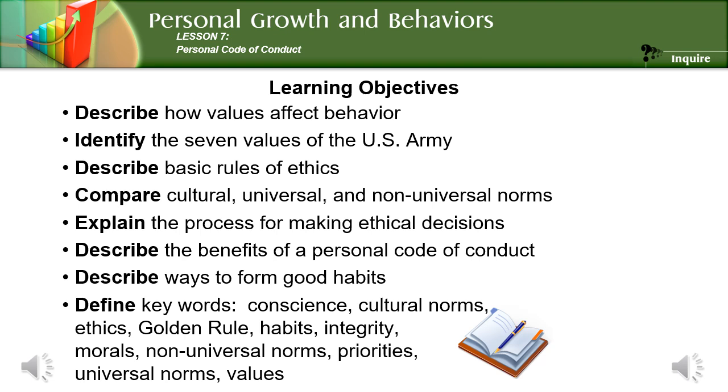Non-universal norms: behaviors that are acceptable to small groups of people, usually behaviors about group obligations, religious practices, and so on. Priorities: the things or actions that are most important to you. Universal norms: behaviors that are acceptable everywhere. Values: ideas, beliefs, or attitudes about what is important.